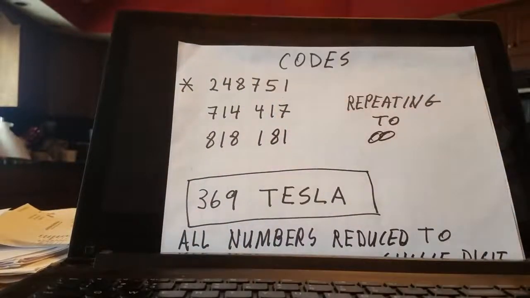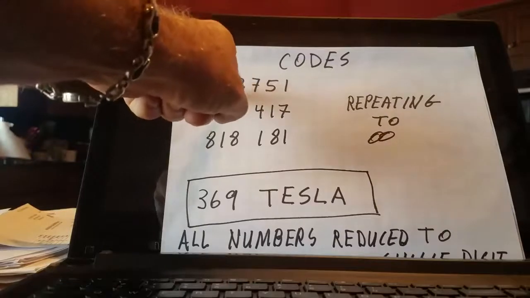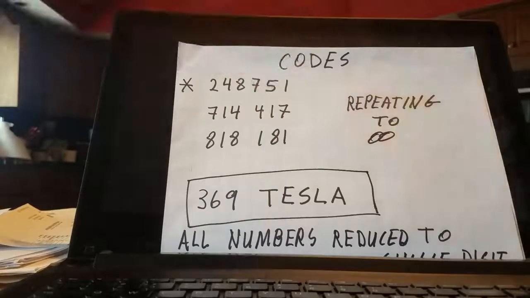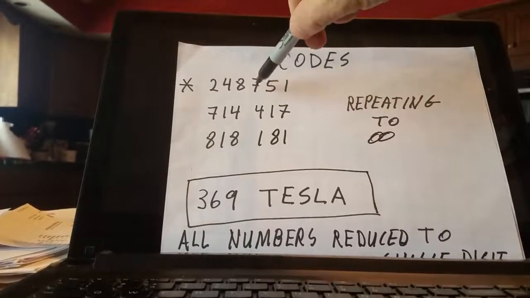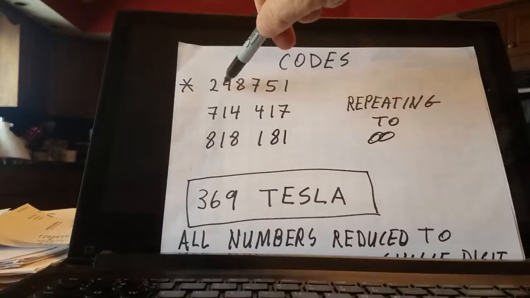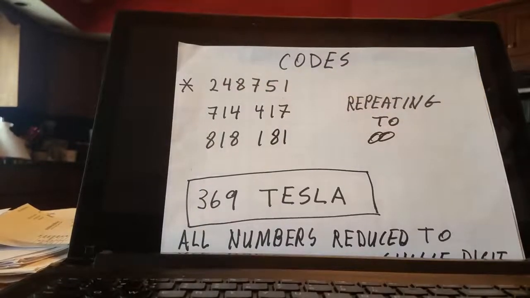The 248751 code is just the way these numbers double, okay? 2 plus 2 is 4, double is 8, double is 16, double is 32, double is 64. So all of these numbers, 2, 4, 8, 7, 5, and 1, double in that sequence. If we take an 8 and double it, double 8 is 16, double that, 32, 64, 128, 256, 512. It's just the way that the numbers double.